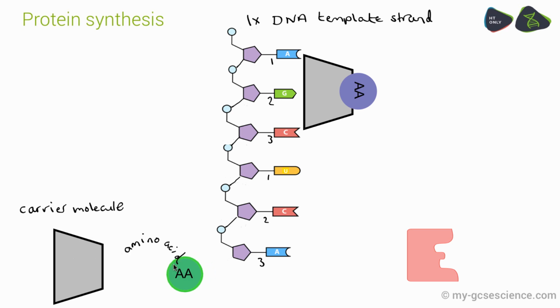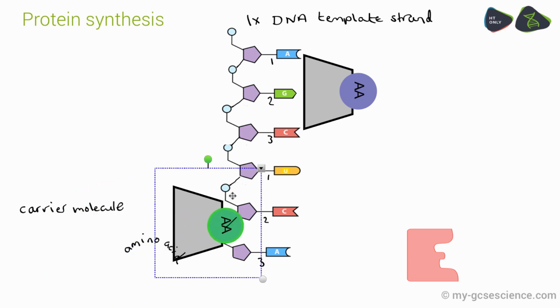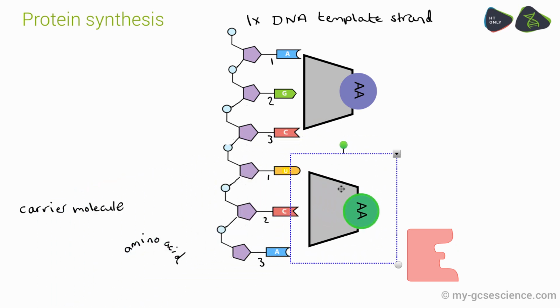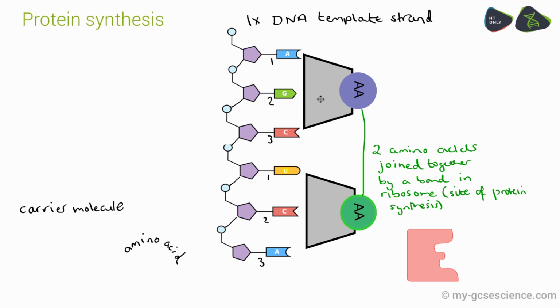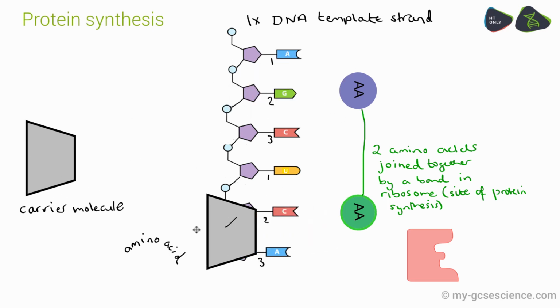The next triplet, UCA, codes for the green amino acid, which is picked up by a carrier molecule and taken to the ribosome, where it slots into place alongside the template. A bond can now be formed between these two amino acids, and the carrier molecules are no longer needed, so they then exit the ribosome and go into the cytoplasm, ready to collect another amino acid.